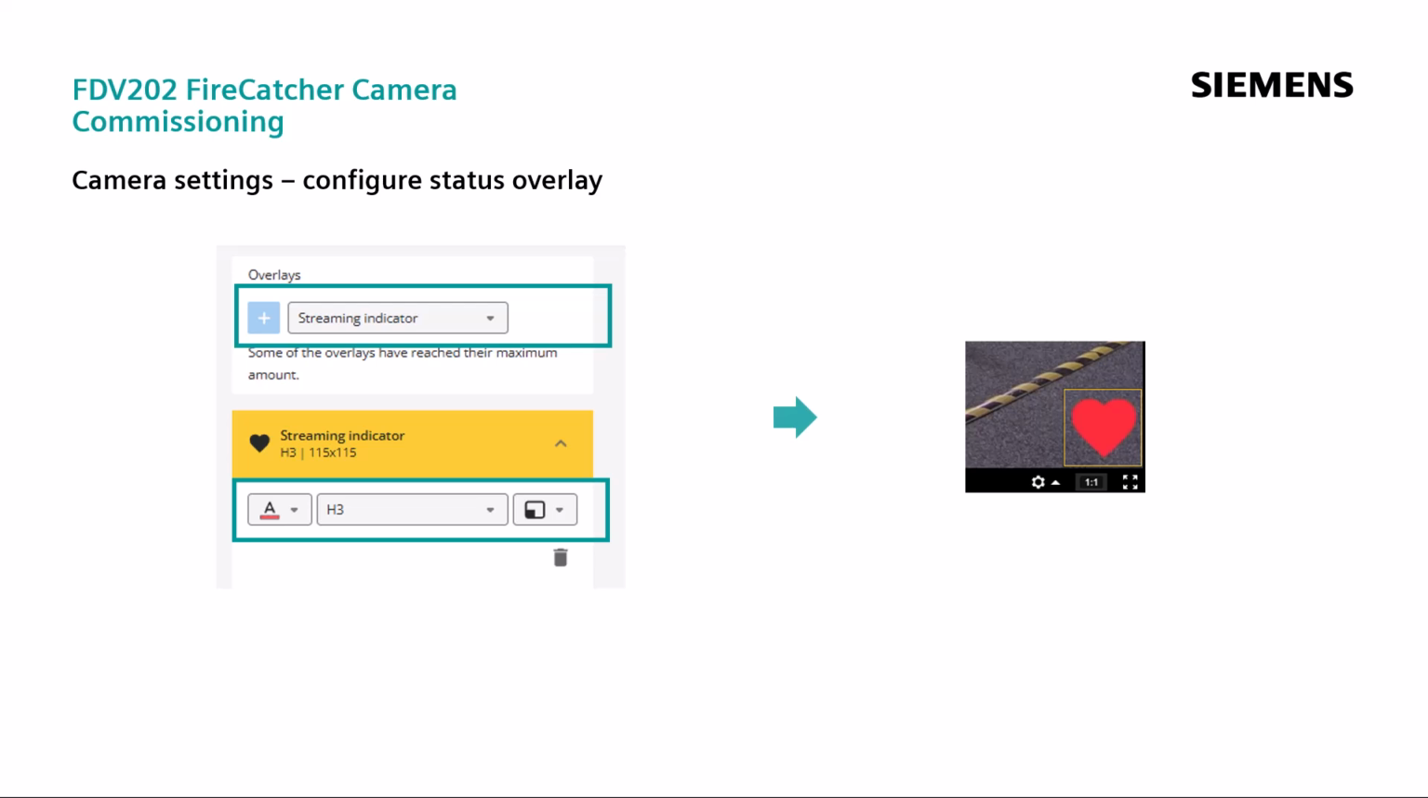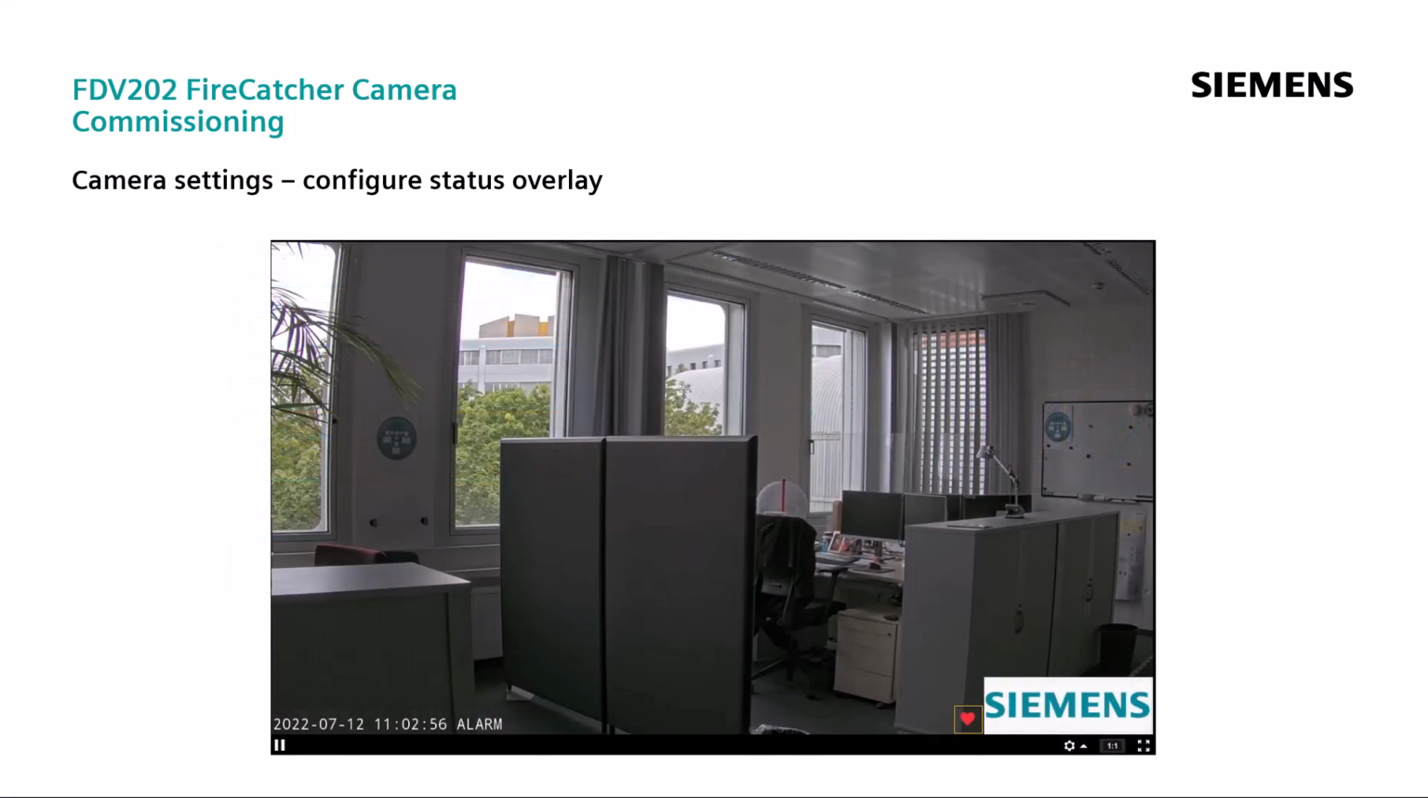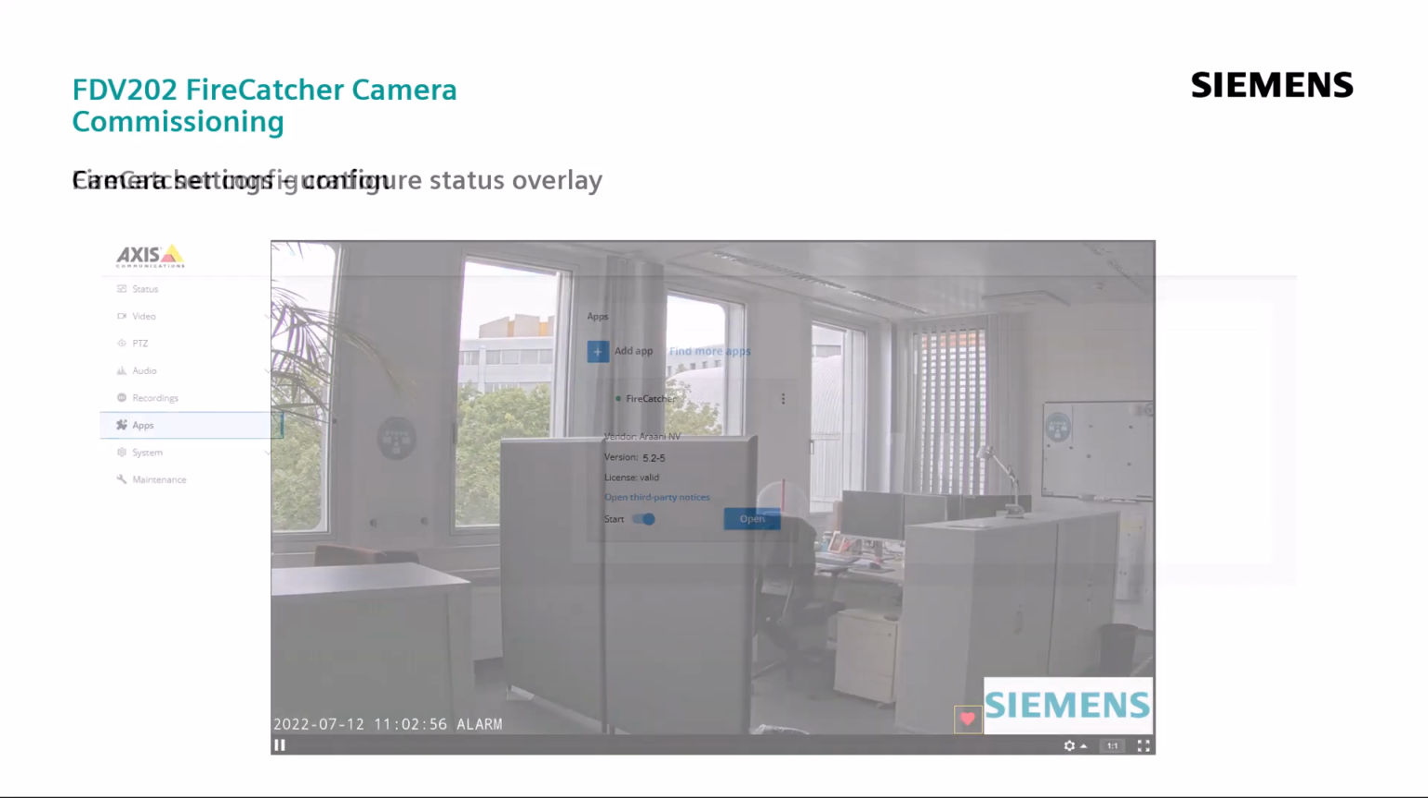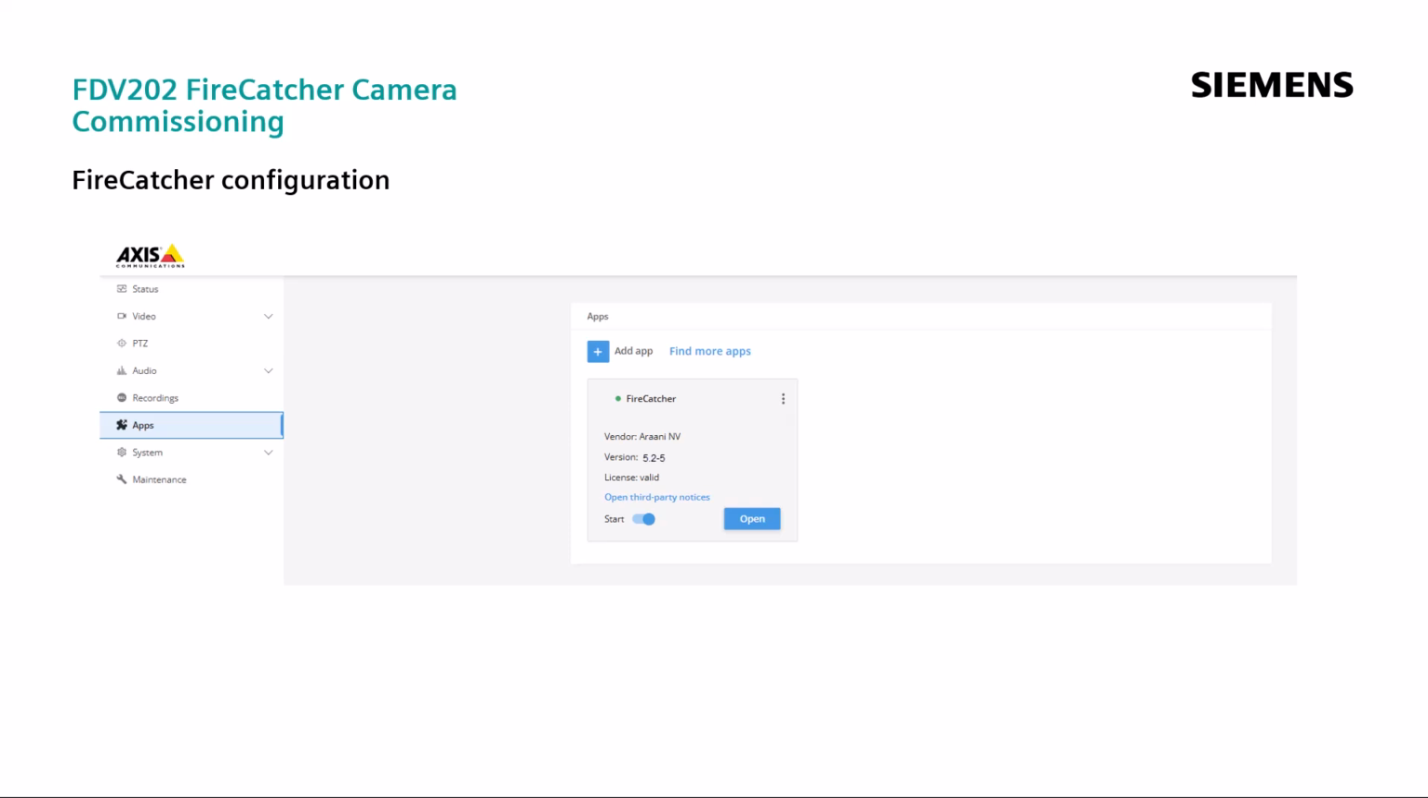Please note that the field of view is reduced by the video streaming indicator. So, we discourage this and the image overlay because it actually covers part of the image and can hide small or starting fires or leave them undetected. So, a stream with all configured overlay options may look like this. As already previously mentioned, please note that both the video streaming indicator and the image will reduce the field of view. And now, we will go over to the configuration of the FireCatcher application.